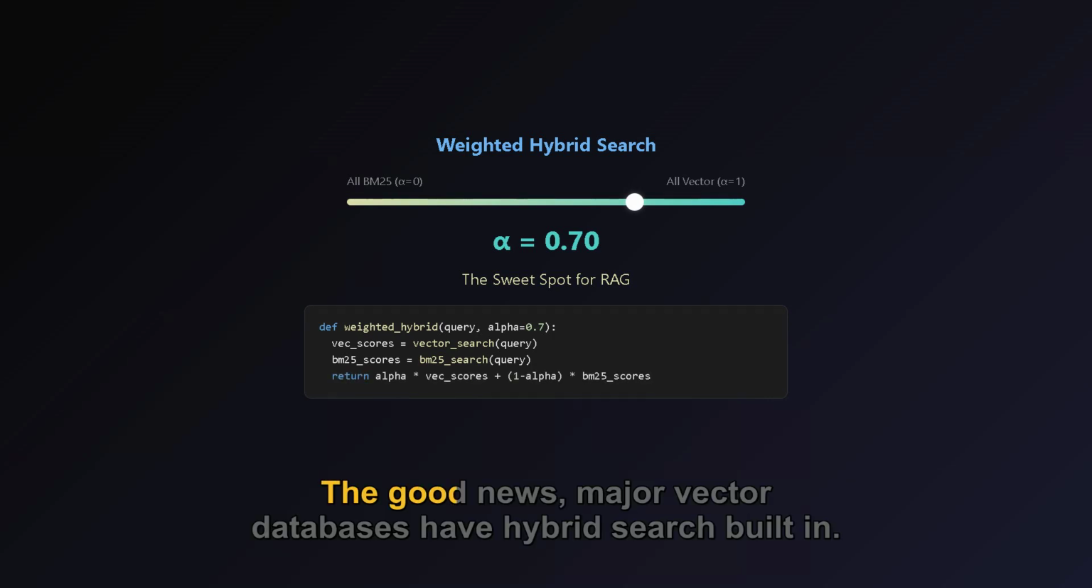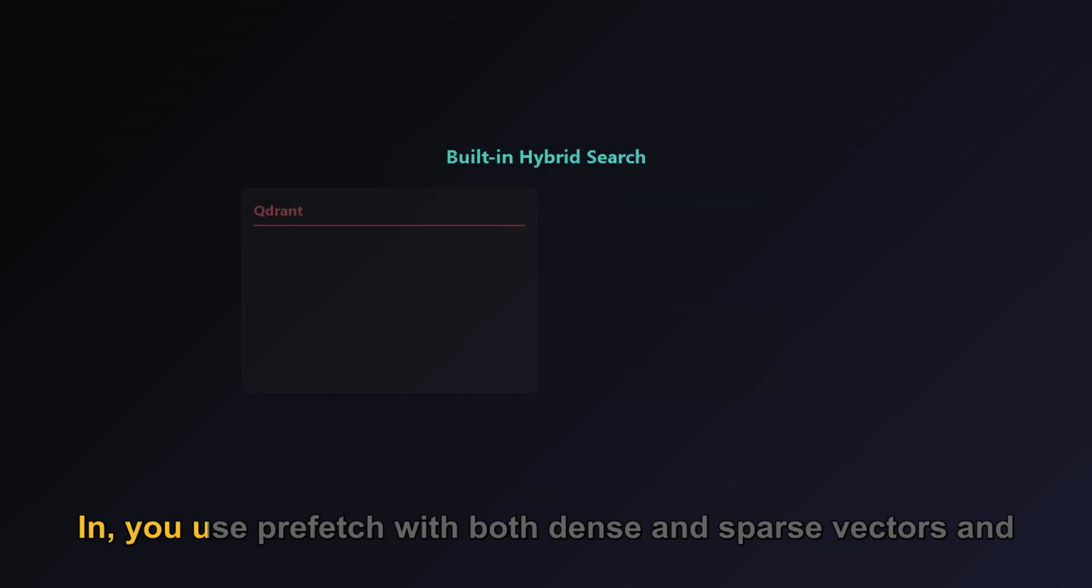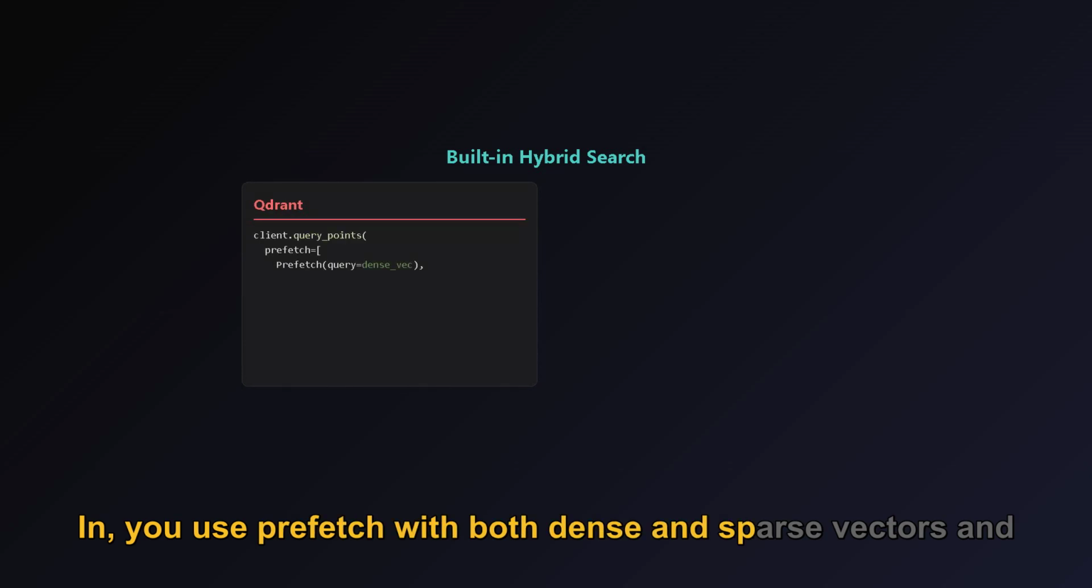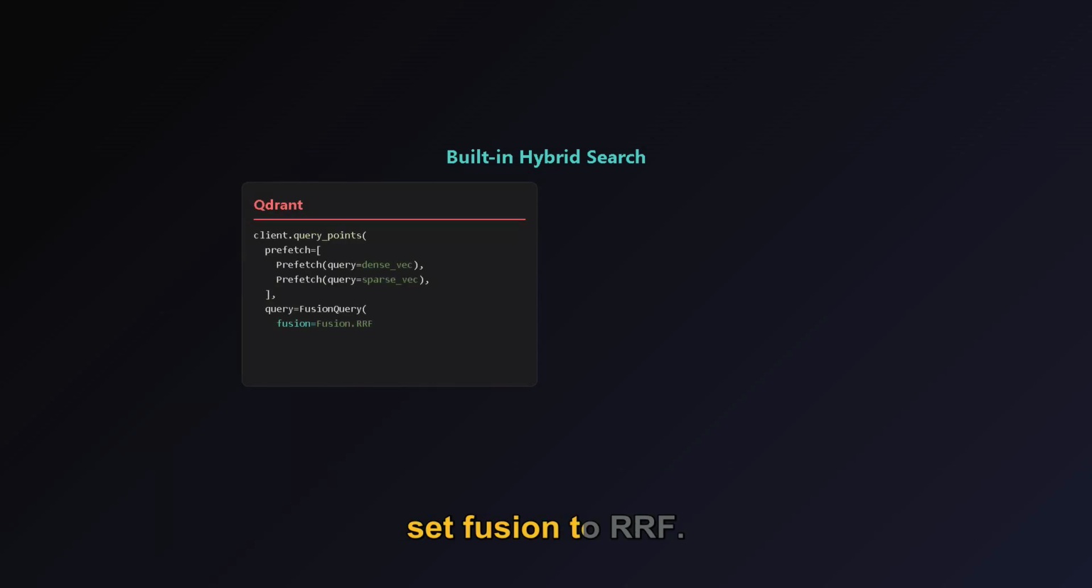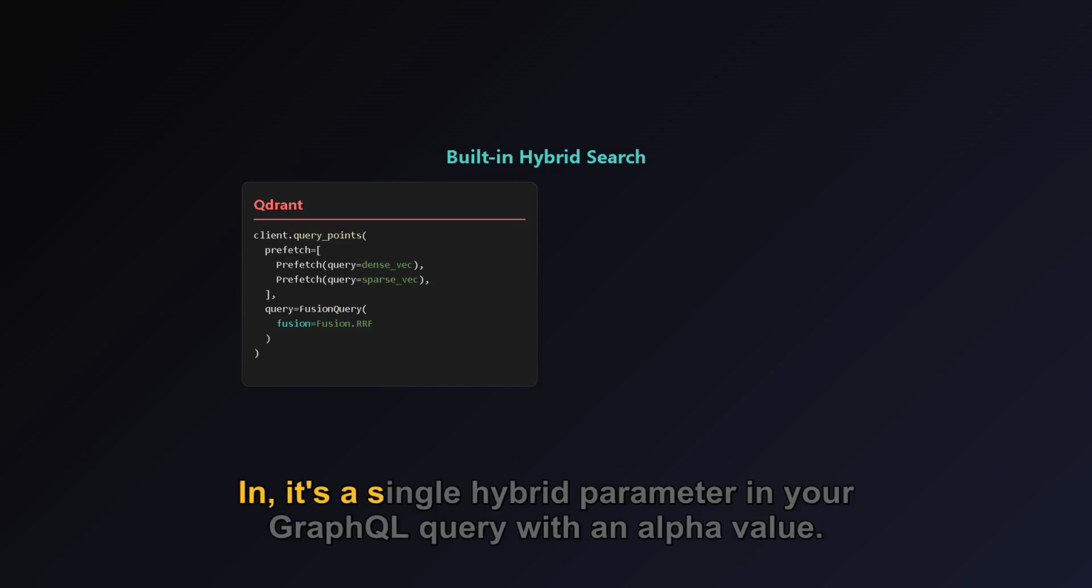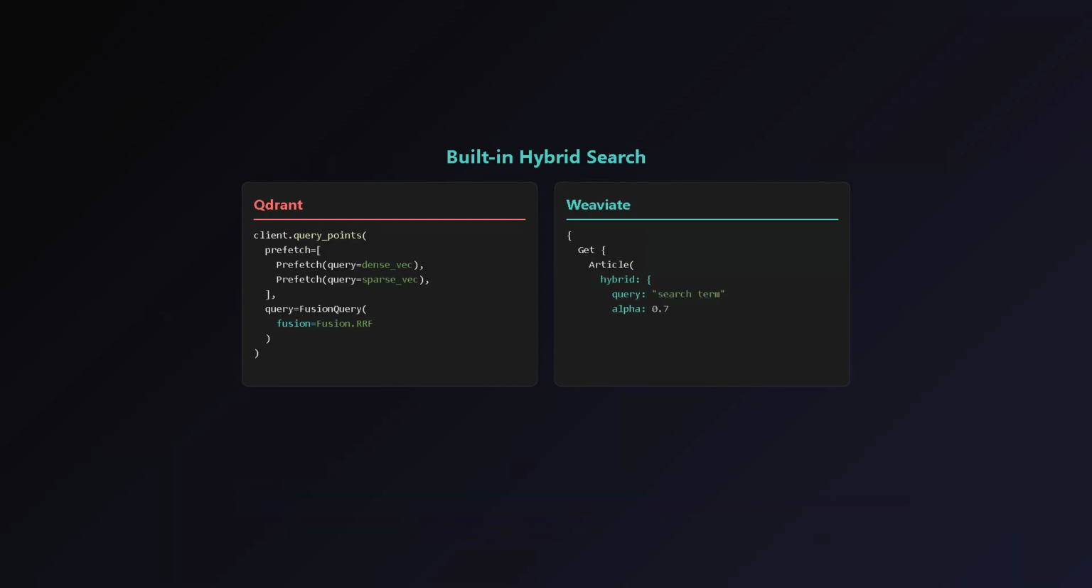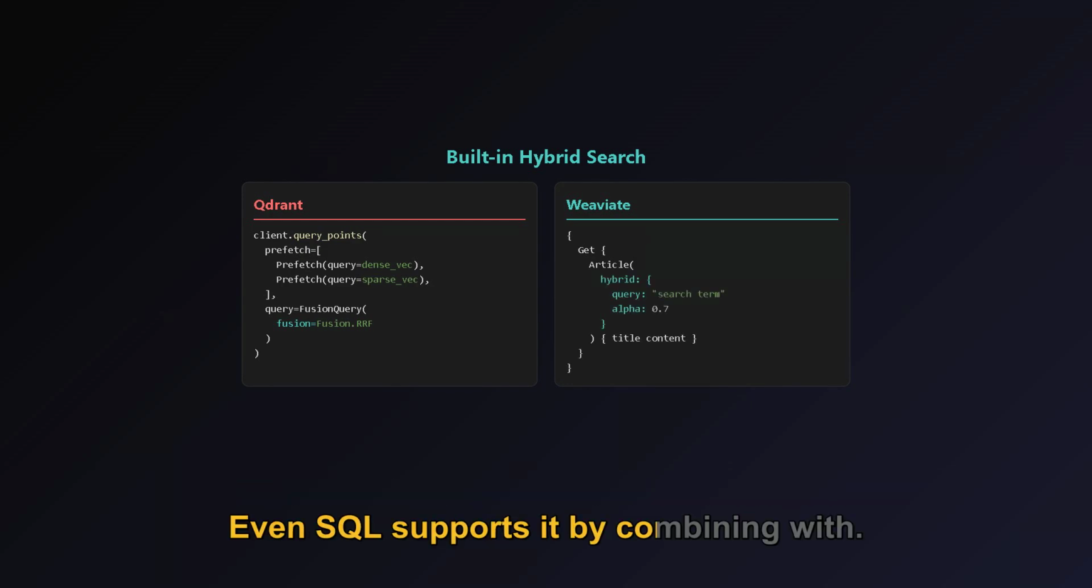The good news? Major vector databases have hybrid search built in. You use prefetch with both dense and sparse vectors and set fusion to RRF. It's a single hybrid parameter in your GraphQL query with an alpha value. Even SQL supports it by combining full-text search with vector search.